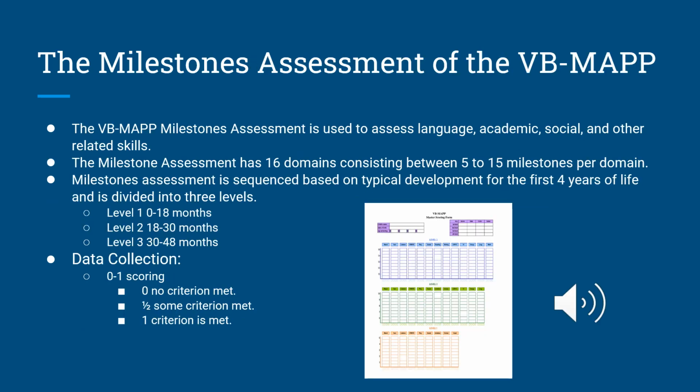The milestones assessment of the VB-MAP is used to assess language, academic, social, and other related skills. It has 16 domains consisting of between 5 and 15 milestones per domain. It is sequenced based on the typical development of the first 4 years of life and is divided into 3 levels: 0 to 18 months, 18 to 30 months, and 30 to 48 months. For data collection, they can score a 0, which is no criterion met, 1/2, which is some of the criterion met, or 1, where the criterion is fully met.